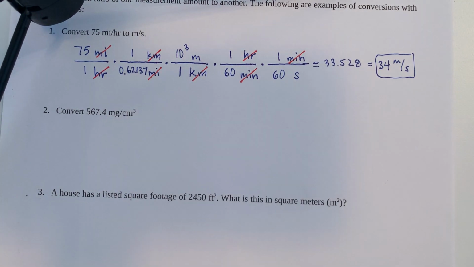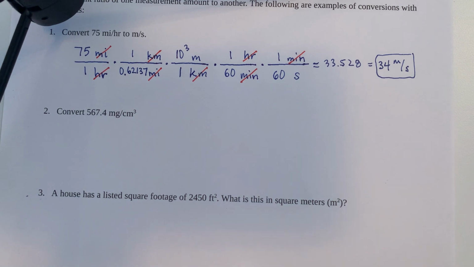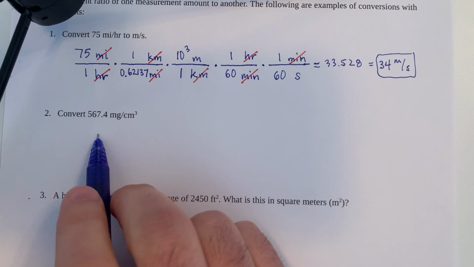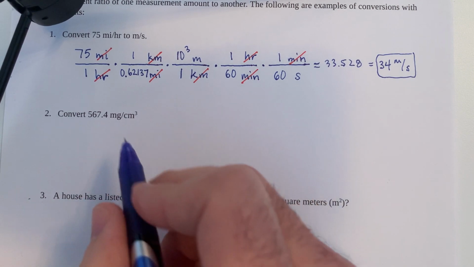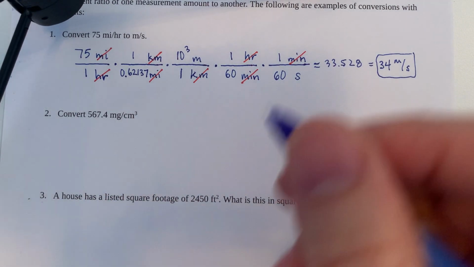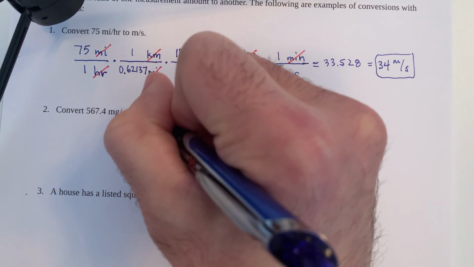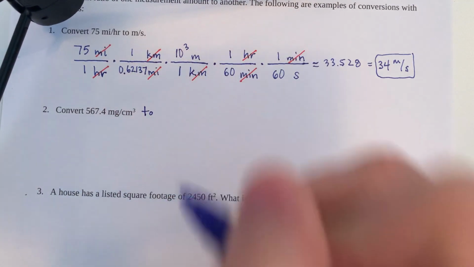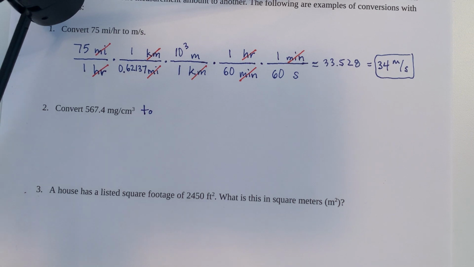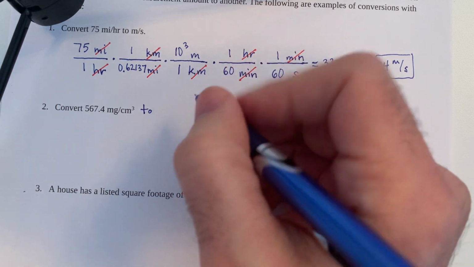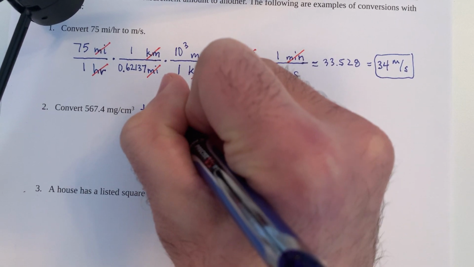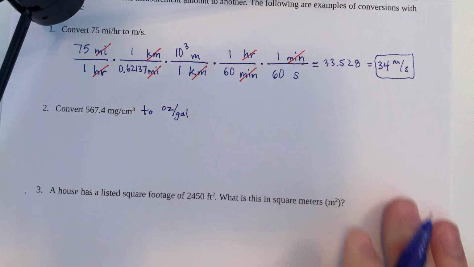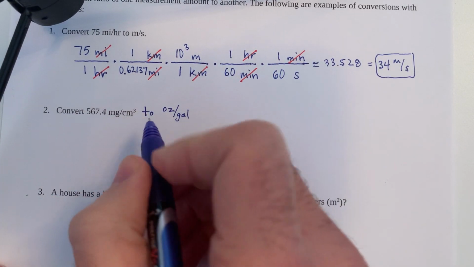All right, next one. Similar deal. Convert 567.4 milligrams per centimeter cubed. I forgot to put what we're converting this to. I'll make sure I fix it before I upload the notes to you. We are going to convert this to ounces per gallon. All right, so very similar to the speed one up here, we're going to start with this.